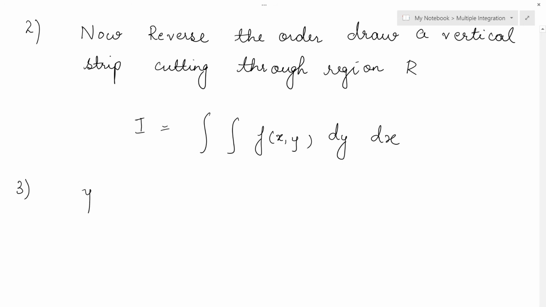Now my third step is I have to find the new limits. For the new limits, first y, you know the rule: since the strip is parallel to the y-axis, the point where the strip touches the region downwards is your lower limit, for example some function of x, and the point where it touches upwards is again another function of x. And the outer limits will be for x, which will be some constants a' and b', because a and b I have already taken.